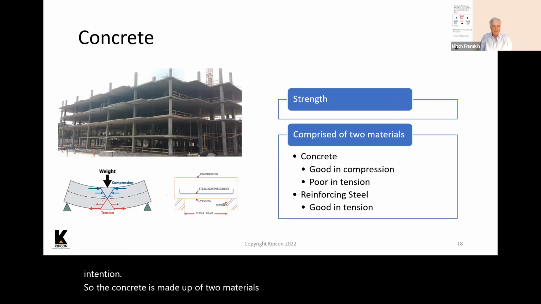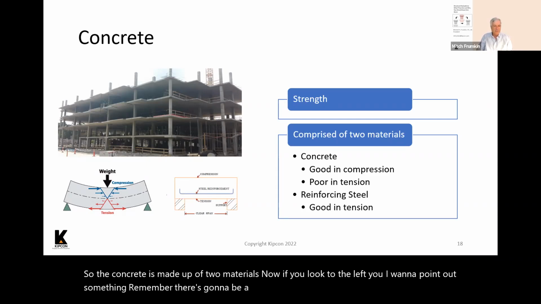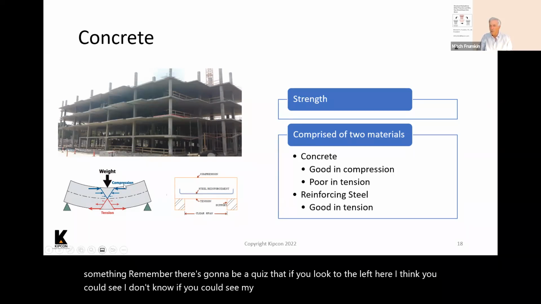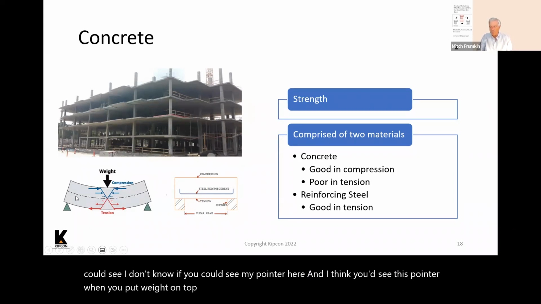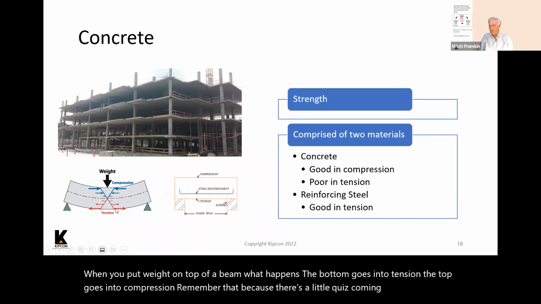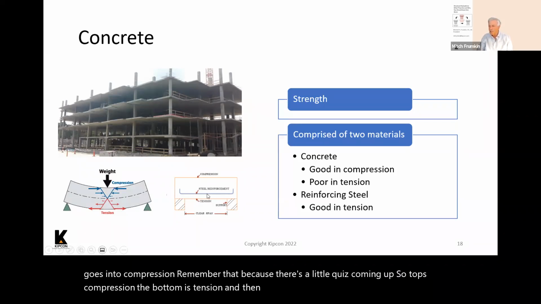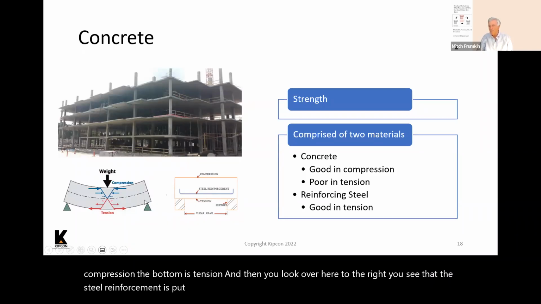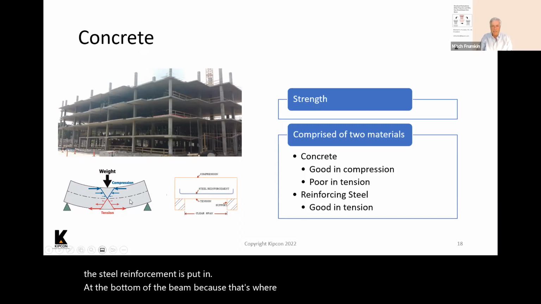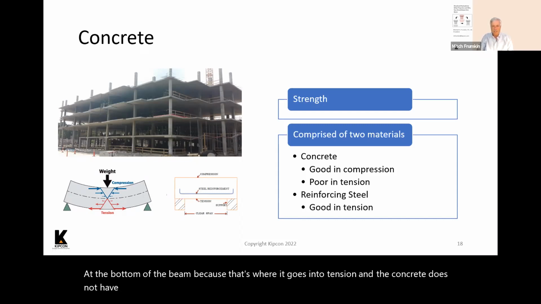Now, if you look to the left, I want to point out something. Remember, there's going to be a quiz. If you look to the left here, I think you can see this pointer. When you put weight on top of a beam, what happens? The bottom goes into tension, the top goes into compression. Remember that because there's a little quiz coming up. So top's compression, the bottom is tension. And then you look over here to the right, you see that the steel reinforcement is put in the bottom of the beam because that's where it goes into tension and the concrete does not have good strength capacity in tension.